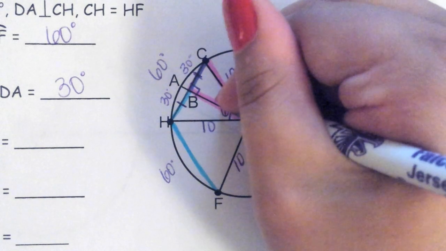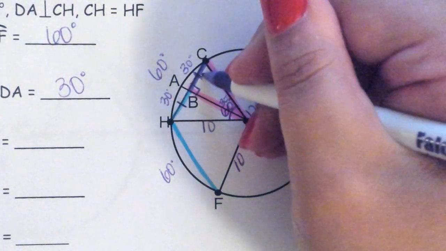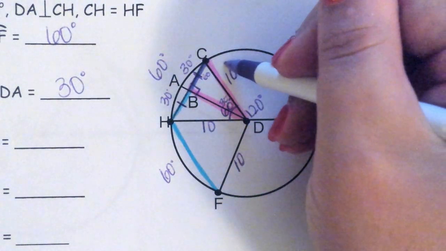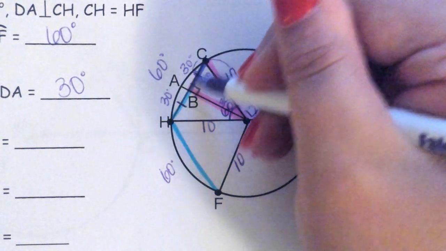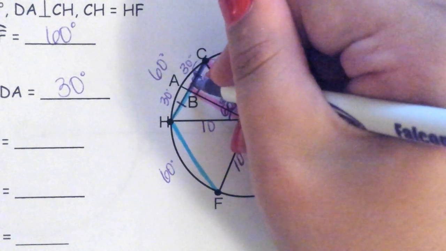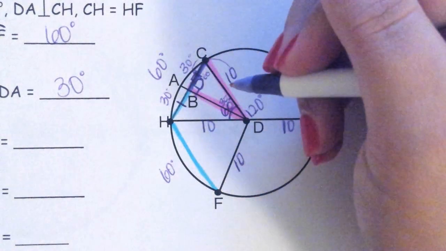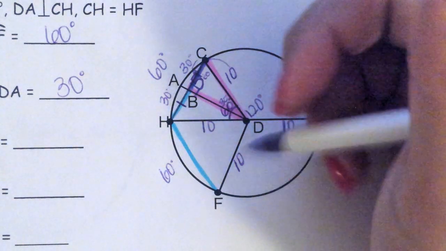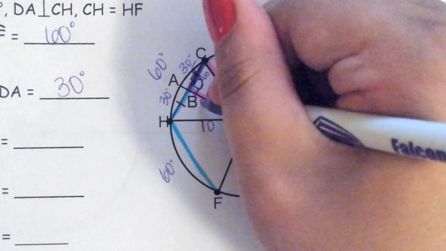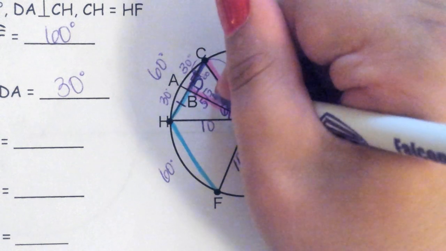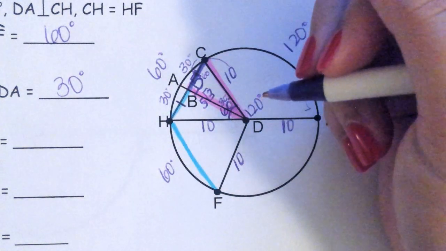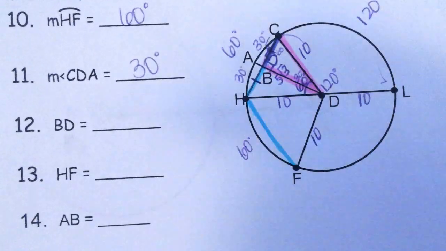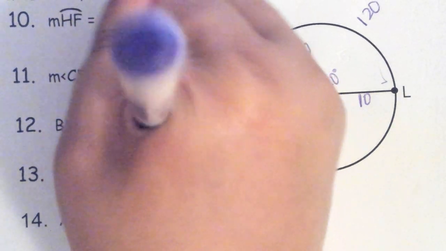So we said this was 30. That's 90. So this is 60. Going across from my 60, what is that going to be? 5. Across from my 90, that will be 5 square roots of 3. So that is my BD, 5 square roots of 3.